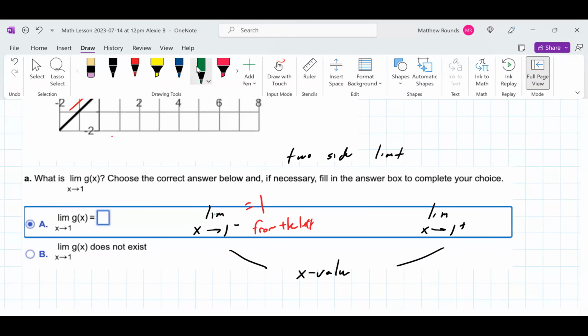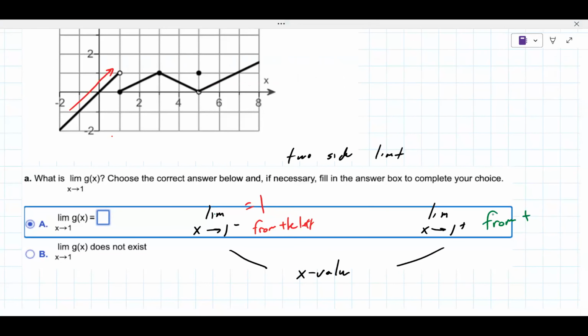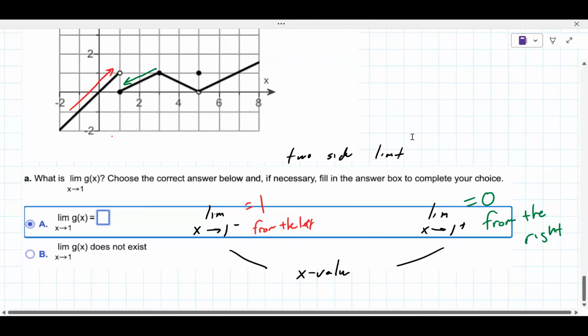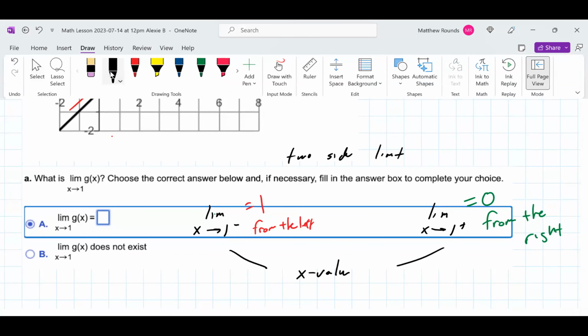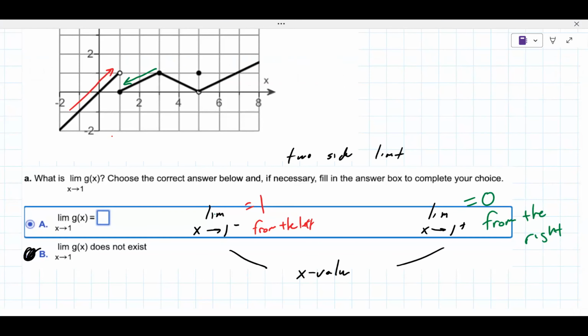And then the other one is from the right. From the right is going in this other direction. What is the y value there? 0. Are these the same? No. So the limit does not exist. It has to approach the same value.